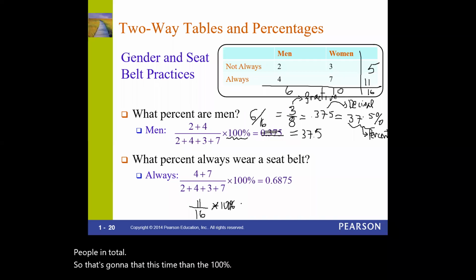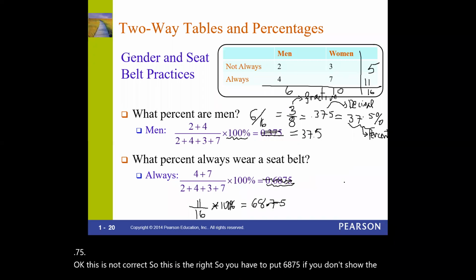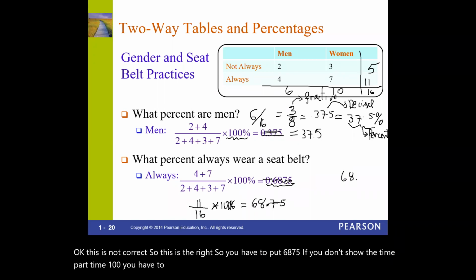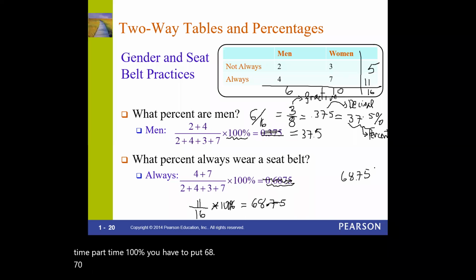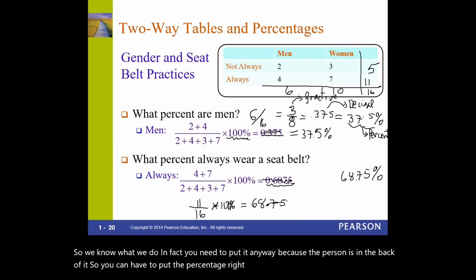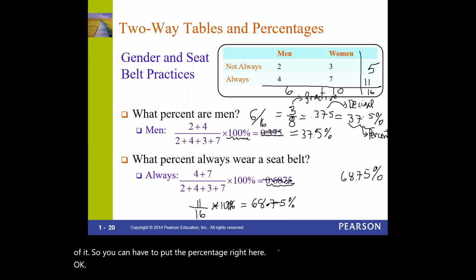I put 10% by mistake. That's going to give you 68.75. This is not correct. This is the right answer: you have to put 68.75%. If you don't show the times 100%, you have to put the percentage right here, because the percent is in the back of it. So that'll be 68.75%. All right.